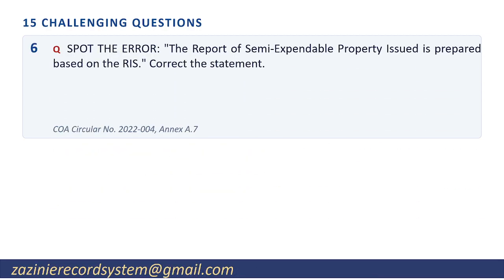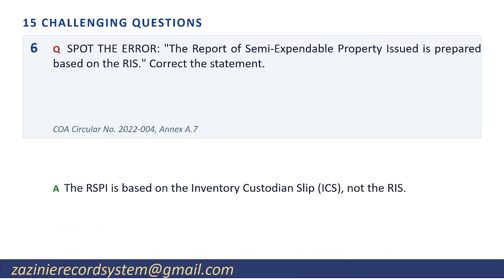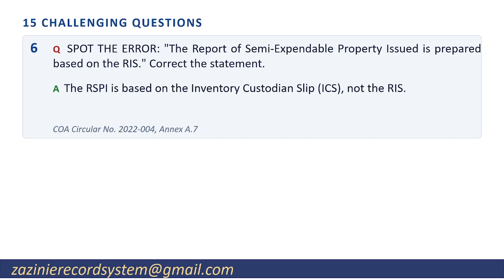15 challenging questions. Number 6. Q. Spot the error. The report of semi-expendable property issued is prepared based on the RIS. Correct the statement. The RSPI is based on the inventory custodian slip, ICS, not the RIS. Next slide.